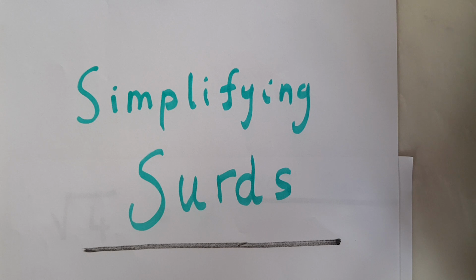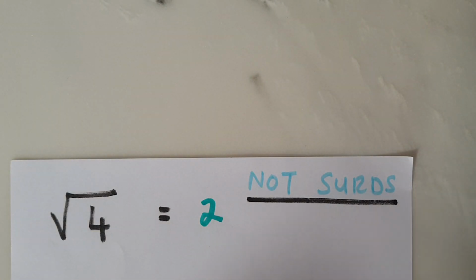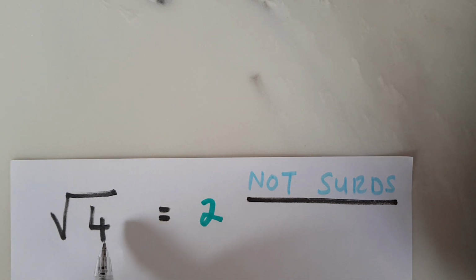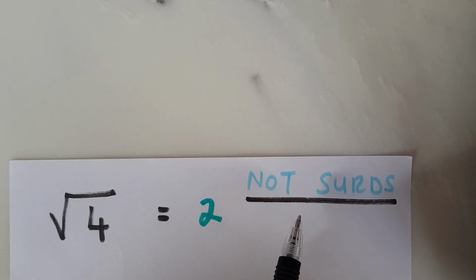Hope everybody is well. This is a GCSE question and it's simplifying surds. Okay, let's begin. A surd is basically a square root of a number which doesn't give you a whole number. So let me show you what are not surds.